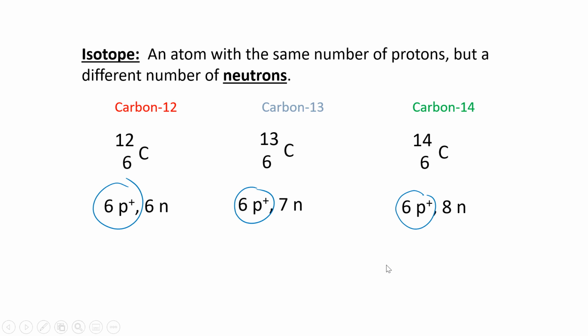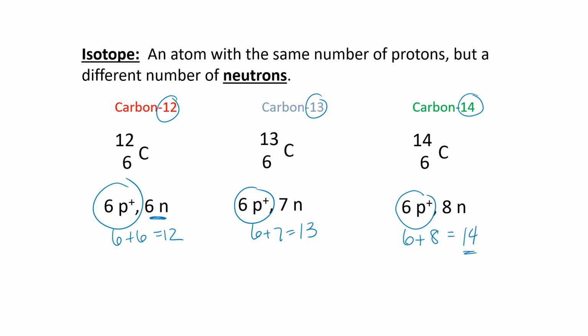But what's different is they have different numbers of neutrons. So if you've got 6 protons and 6 neutrons, you get a mass of 12. If you've got 6 protons and 7 neutrons, you've got a mass of 13. If you've got 6 protons and 8 neutrons, you get a mass of 14. So notice how this number matches this part of the name here. So we name isotopes based on their mass. So if we say carbon 12, that means carbon with a mass of 12.